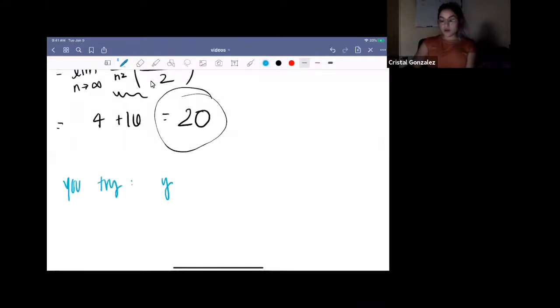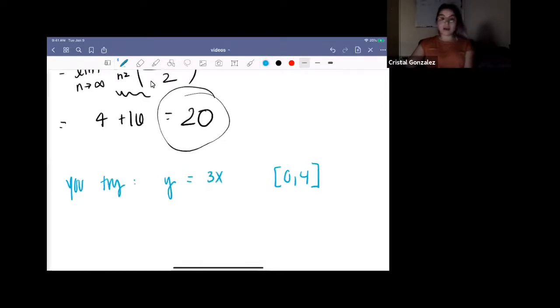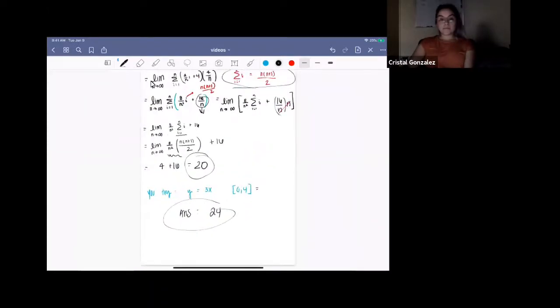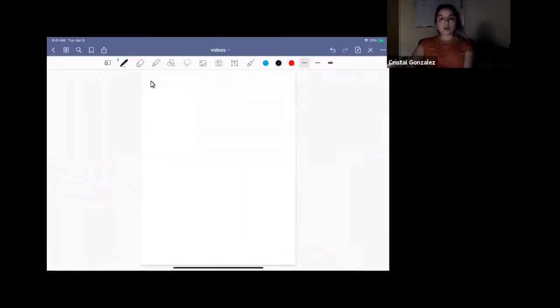Okay? And so now I want you to try on your own: find the area under the curve for y equals 3x between 0 and 4 using that definition of an integral. I'm not going to go over this just because it's going to take a while, but it's good practice. The answer here is going to be 24, so do it on your own. And now we'll go over another example.